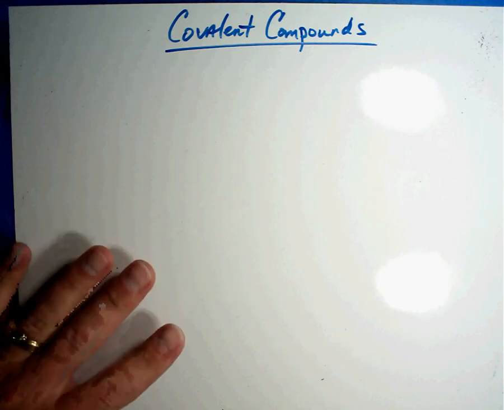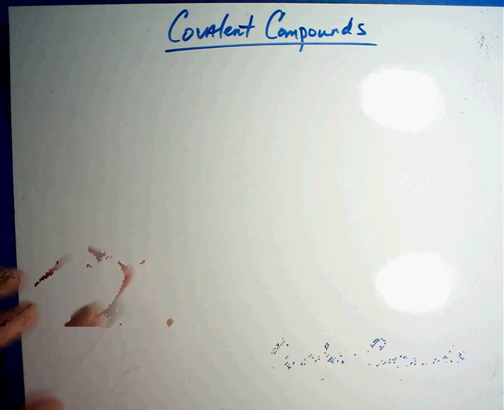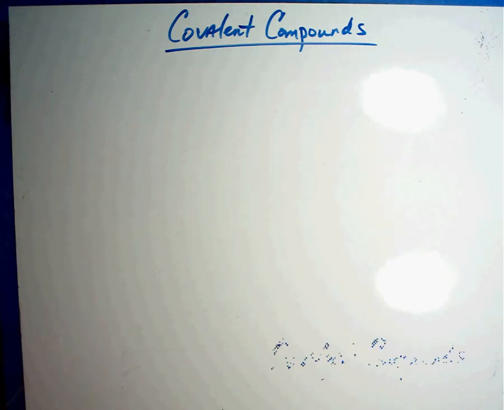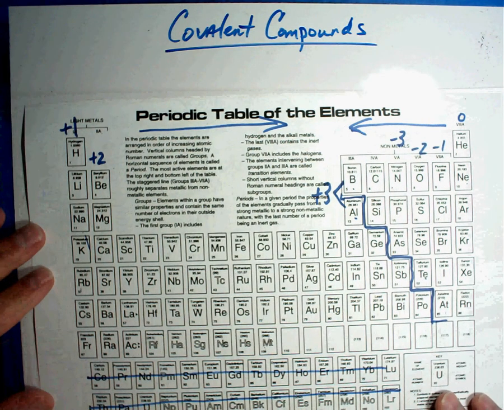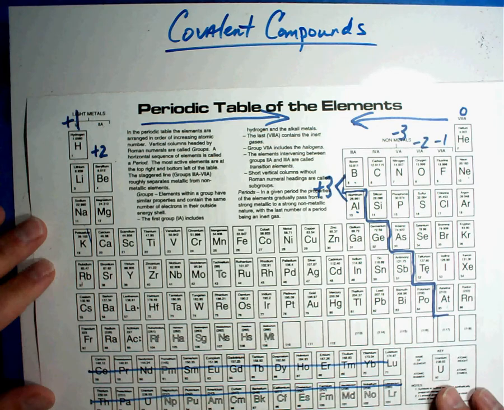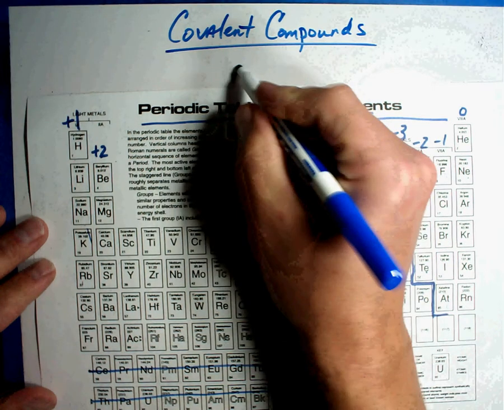Okay, in this lesson, we're going to be looking at something a little different. We're going to be talking about what are called covalent compounds. And these are going to be a little different. So I want to make sure we understand what we've done before we move into covalent compounds. All the other ones that we've been doing up until this point are called ionic compounds.